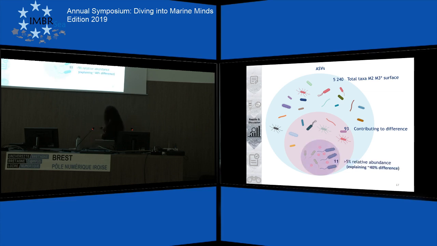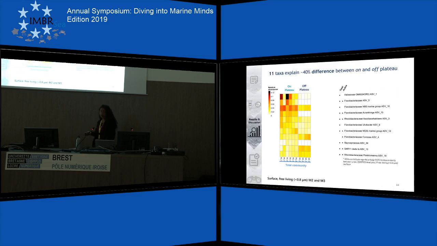And from them, I then manually selected the ones that were more than 5% relatively abundant in at least one sample, that is, highly abundant in this case, and they were explaining almost 40% of the difference. So I took these 11 taxa for the next figure. This is a heat map in which you can see with the color code the relative abundance, the darkest being the most abundant ones. And the difference between on the plateau and outside of the plateau for the total community and for the active community.